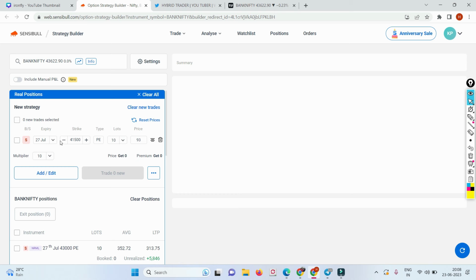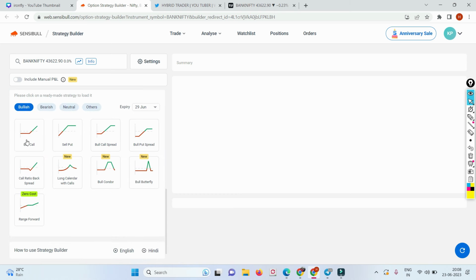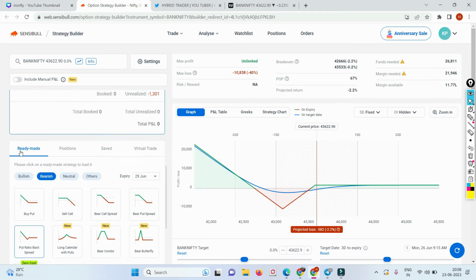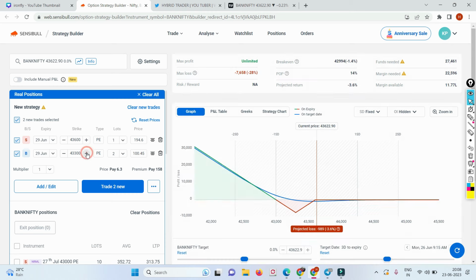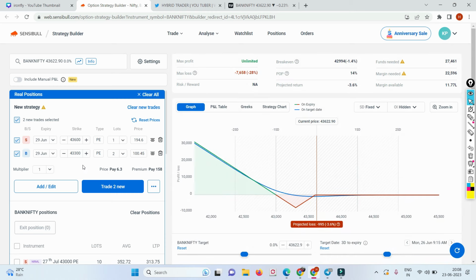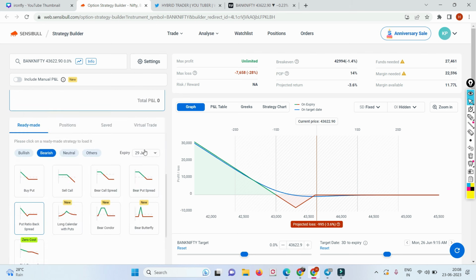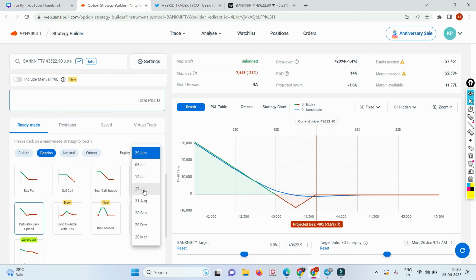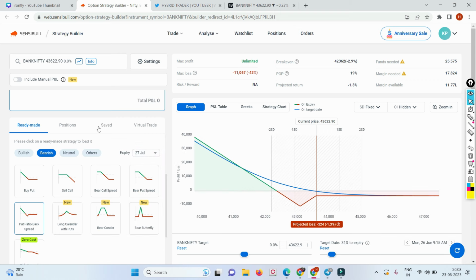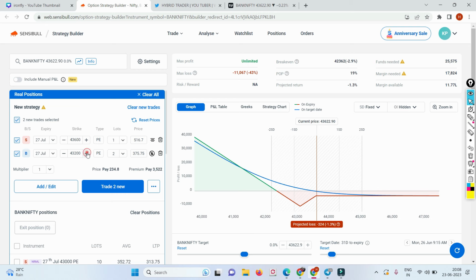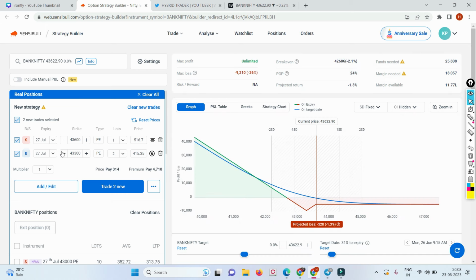Okay, go to ready-made trades. One second, guys. Go to ready-made trades, and there is something called, what is that? Yeah, put this one. I'm just telling you something very, very right. I'll not go for this month. Let me go to 27th July, right? So let's go for 27th July, and let me deploy a put back ratio spread. Okay, let me show you, guys.